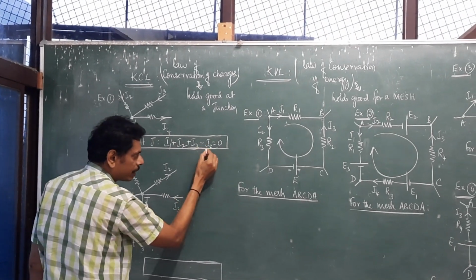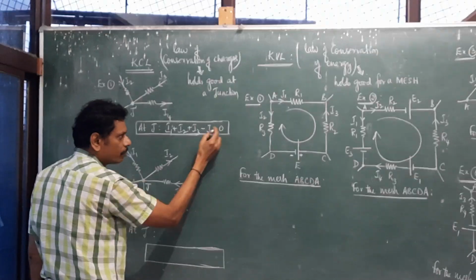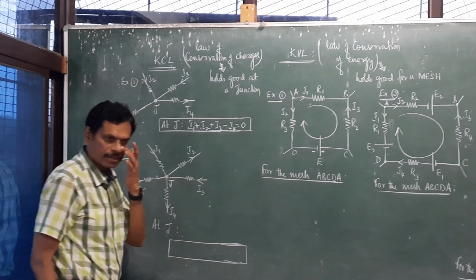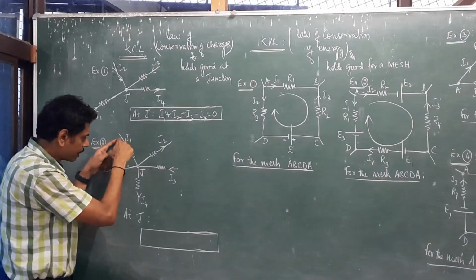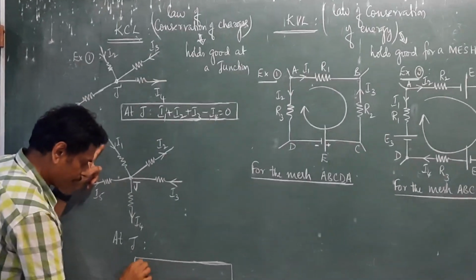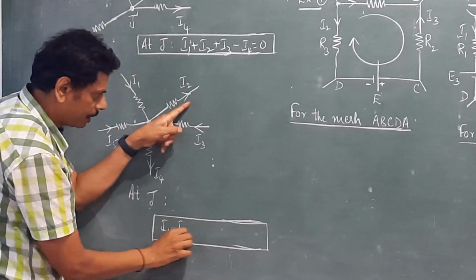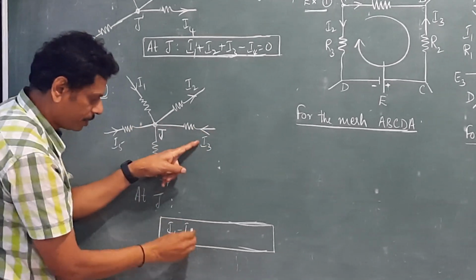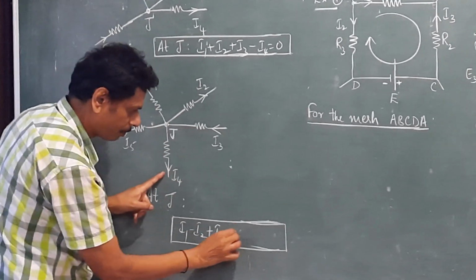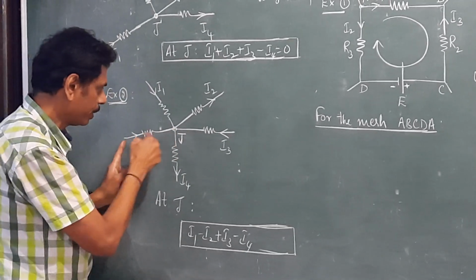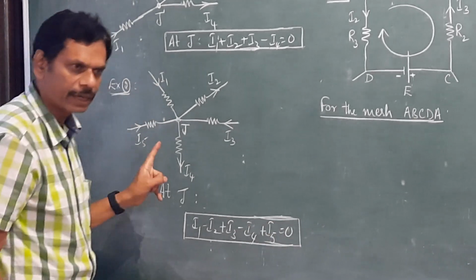If you shift the negative terms to the other side, the sum of all the incoming currents is equal to the sum of all the outgoing currents. Similarly, I1 is flowing towards the junction, therefore I1 is positive. I2 is flowing away from the junction, minus I2. I3 is flowing towards the junction, plus I3. I4 is flowing away, minus I4. I5 is flowing towards the junction, plus I5. That value is equal to 0 at the junction point.